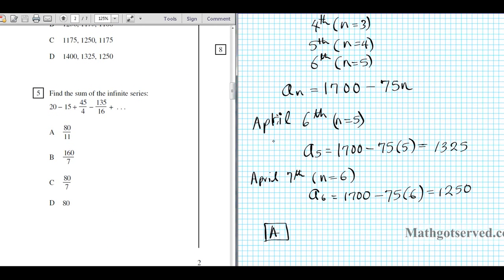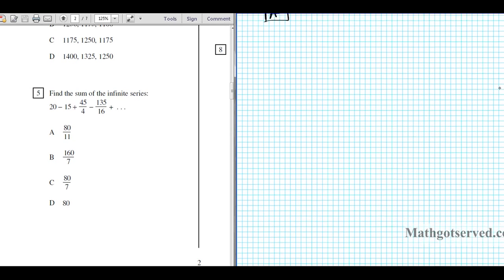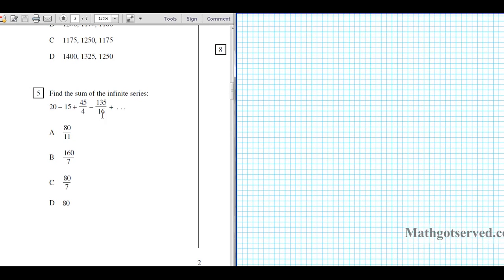It says, find the sum of the infinite series. So it's an infinite series. The question is, is it geometric or arithmetic? We can only find the sum of an infinite geometric series. When talking about infinite series, only a geometric series can have convergence. All right, so this is an infinite geometric series, and the formula for the infinite geometric series, S of infinity, is equal to a1 over 1 minus r.